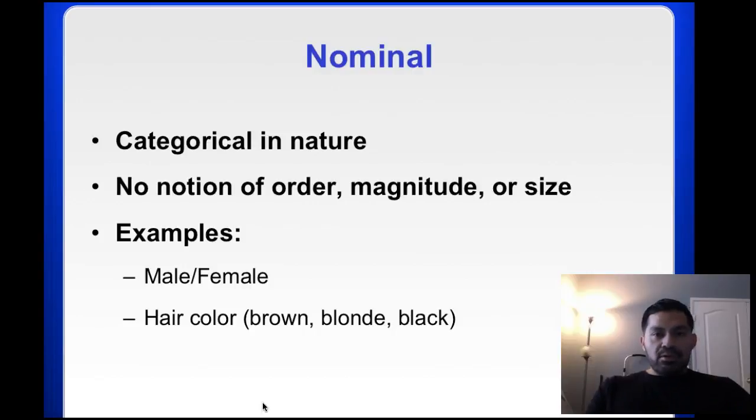Nominal is categorical in nature, so no notion of order, magnitude, or size. So a nominal scale of measurement would be whether someone's male or female, what hair color are they, and all that will just be either one or the other. There's no in between. So that might be part of the data that you'll be collecting with your sample.